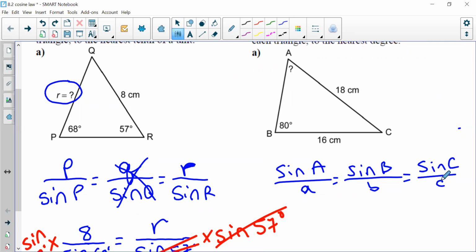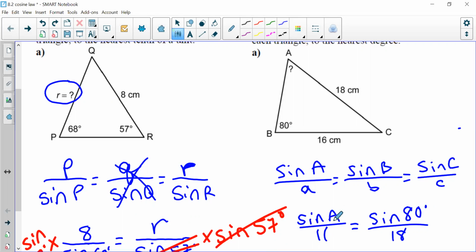So you know both the angle and the side length of B, and then you also know the side length of A. You would leave the blank empty for the angle of A, because that's what we're solving for. Good, perfect. So I'm just writing that all in there.